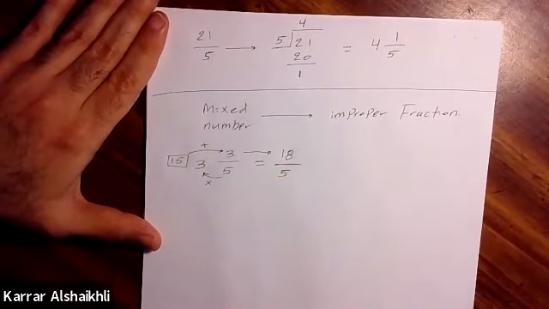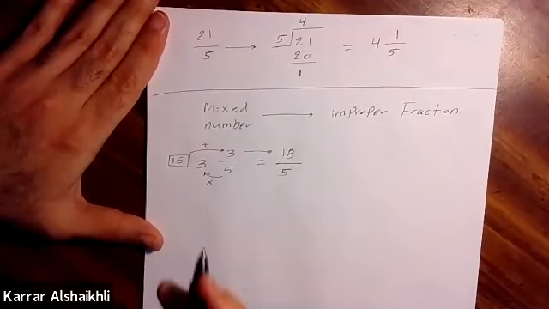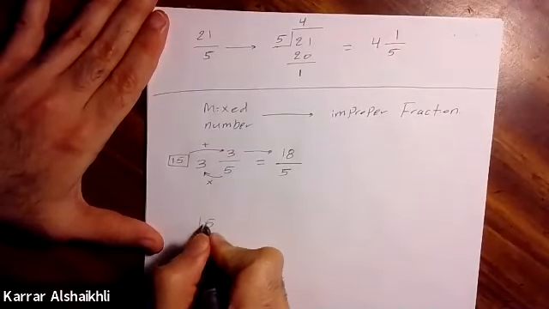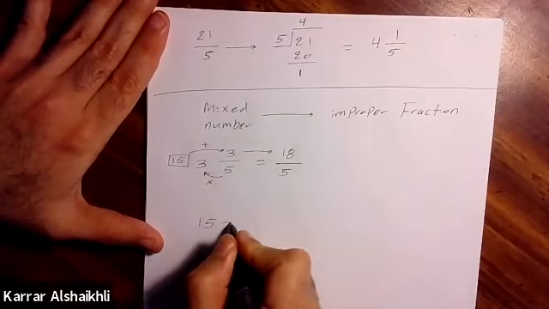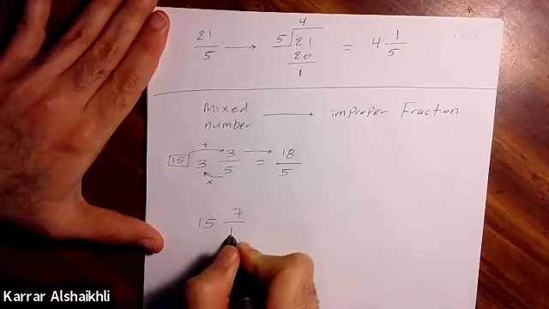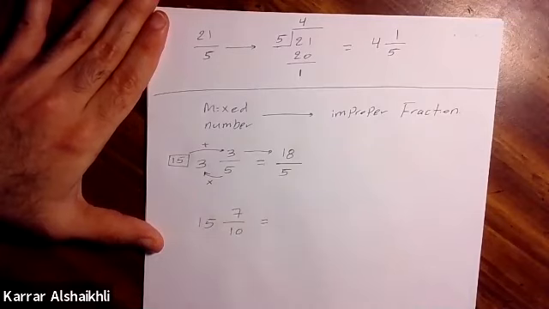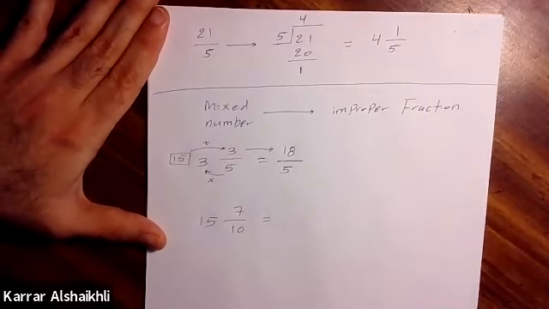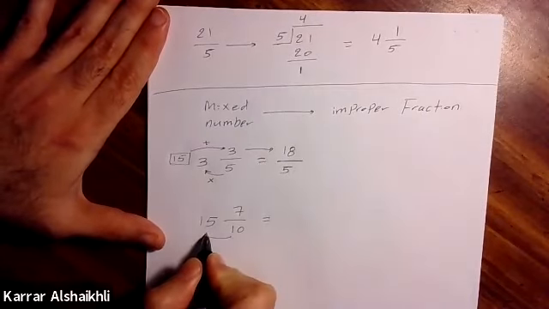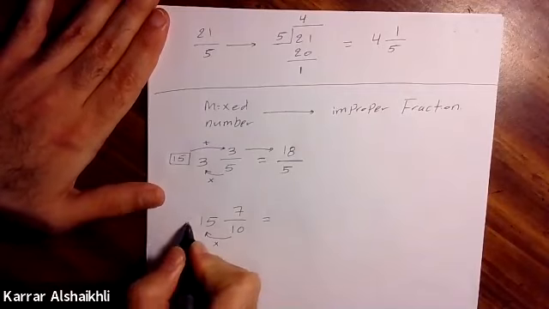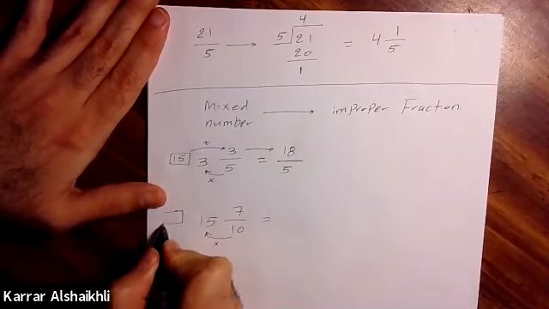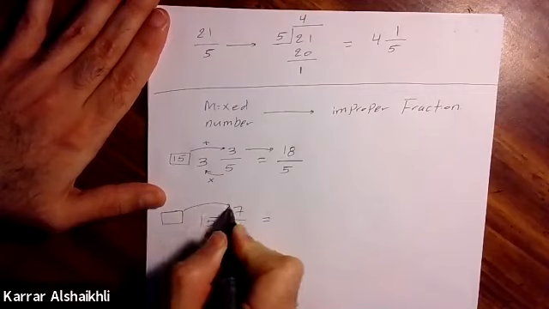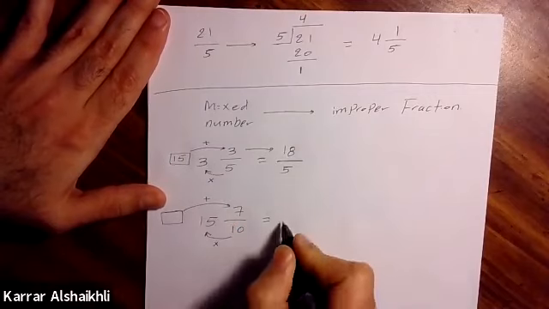Let's do another example. 15 and 7 over 10. We're going to do exactly the same thing. We're going to multiply these two numbers. And here's the result. I'm going to write down the result here. Then I'm going to add the 7.